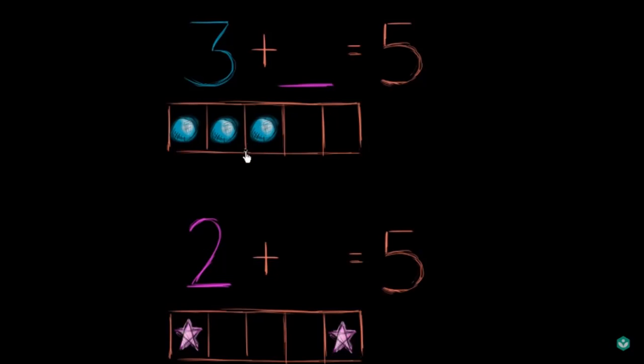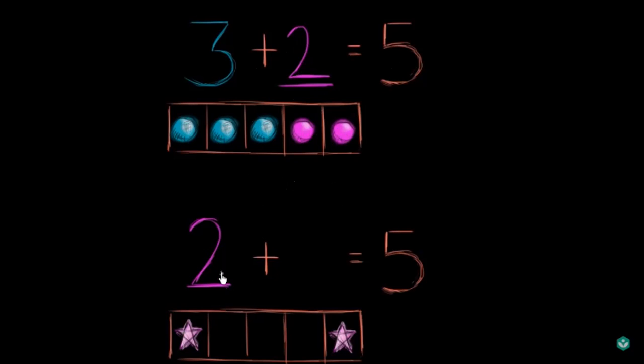Well, let's think about it. We just have to add 1 and 2 circles. Now we have a total of 5, 3 blue ones and 2 of this pink color. So we see that 3 plus 2 is equal to 5. So that mystery number here, that blank, is 2. 3 plus 2 is equal to 5.